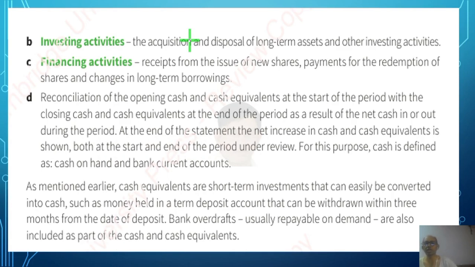Reconciliation of the opening cash and cash equivalents at the start of the period with the closing cash and cash equivalents at the end of the period as a result of the net cash in or out during that period. At the end of the statement, the net increase in cash and cash equivalents is shown, as well as at the start and end of the period under review. For this purpose, cash is defined as cash on hand and bank current accounts. Cash equivalents are short-term investments that can easily be converted into cash, such as money held in a term deposit account that can be withdrawn within 3 months from the date of deposit. Bank overdrafts, usually repayable on demand, are also included as part of the cash and cash equivalents.